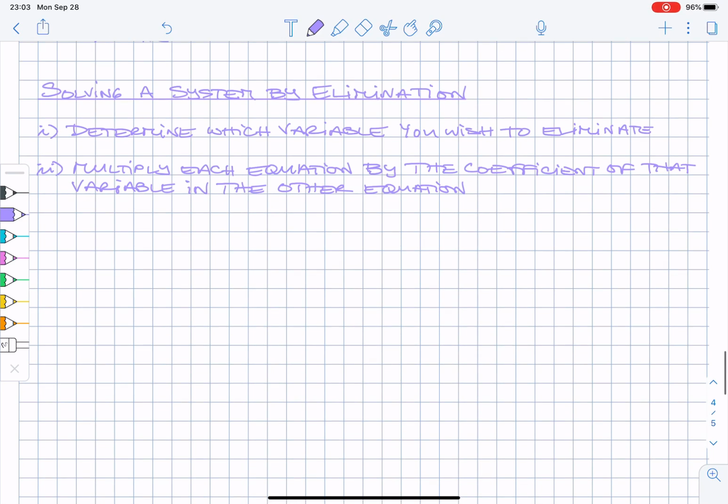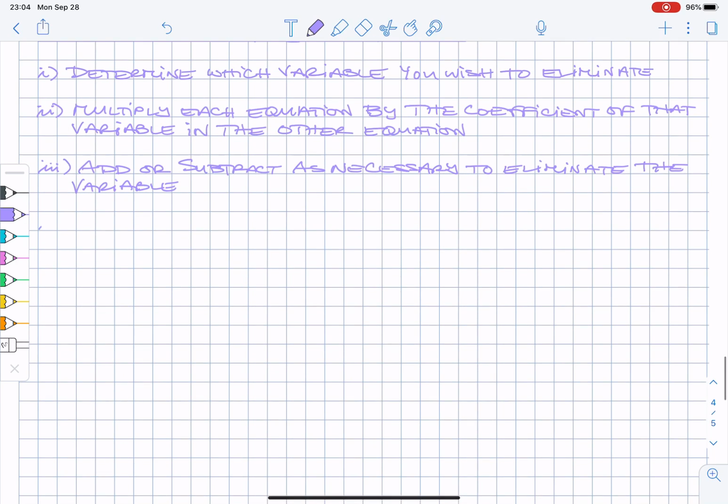Okay. Step 3 will be to add or subtract as necessary to eliminate the variable. Okay. Step 4 is to solve for the remaining variable.